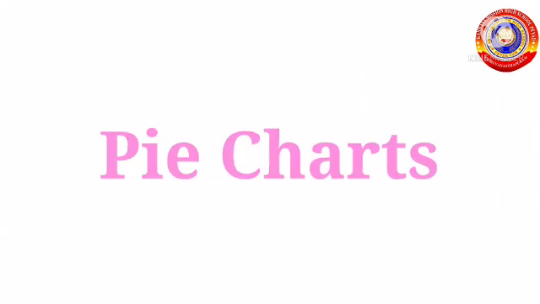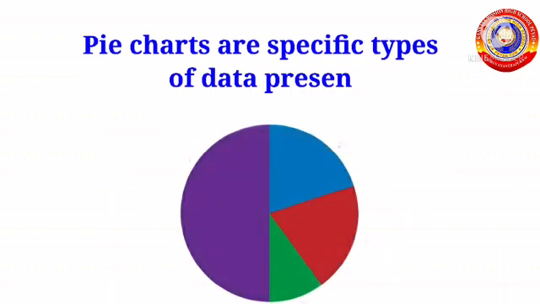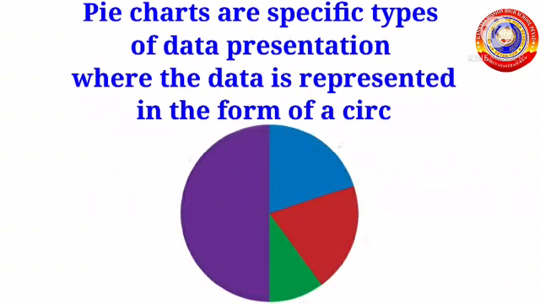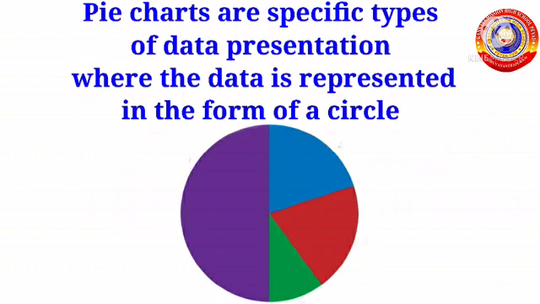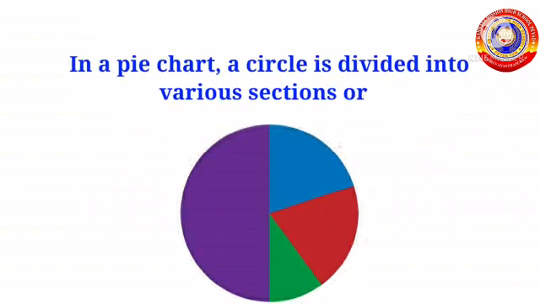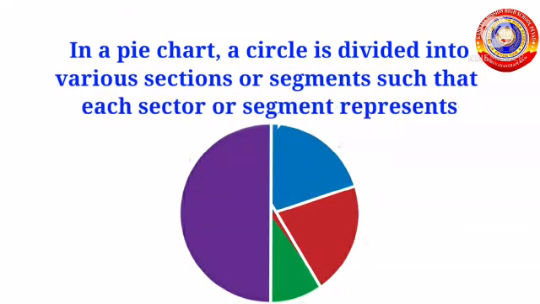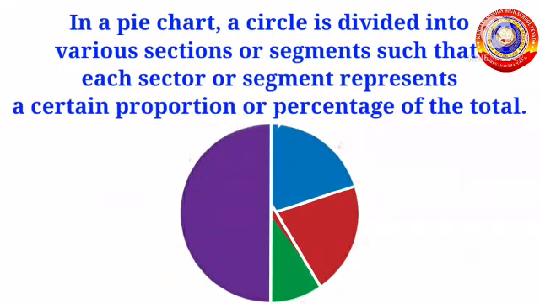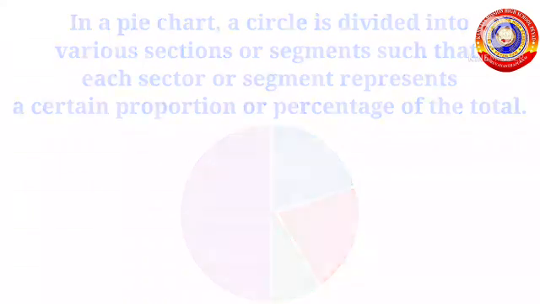Today we are going to start our 14th chapter, Pie Charts. Let's start the class. What do you mean by pie charts? Pie charts are specific types of data presentation where the data is represented in the form of a circle. In a pie chart, a circle is divided into various sections or segments, such that each sector or segment represents a certain proportion or percentage of the total.